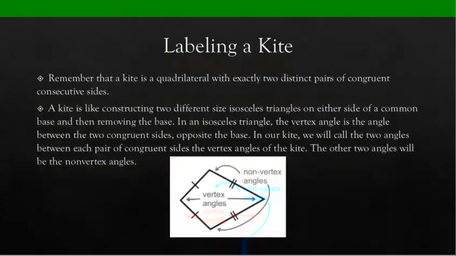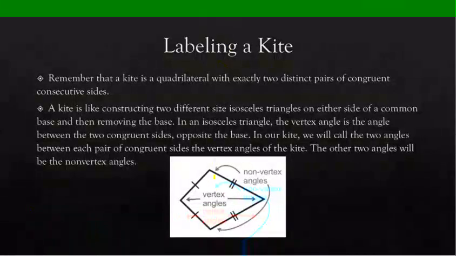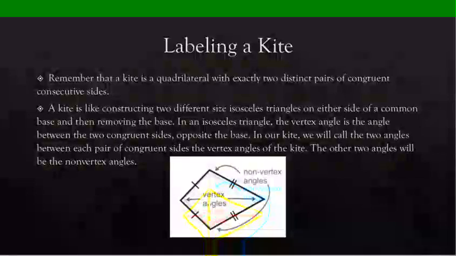A kite is like constructing two different size isosceles triangles on either side of a common base and then removing the base. In an isosceles triangle, the vertex angle is the angle between the two congruent sides opposite the base. So let's highlight what that looks like. This right here would be one isosceles triangle with this base in the middle. And this one would be the second one with this base in the middle.